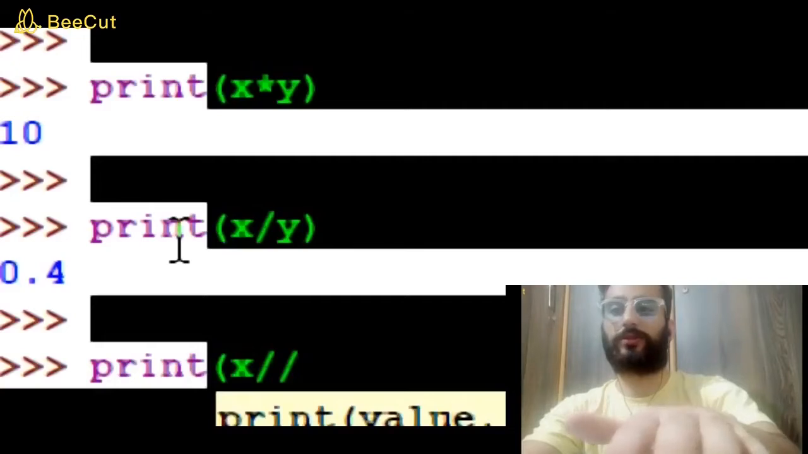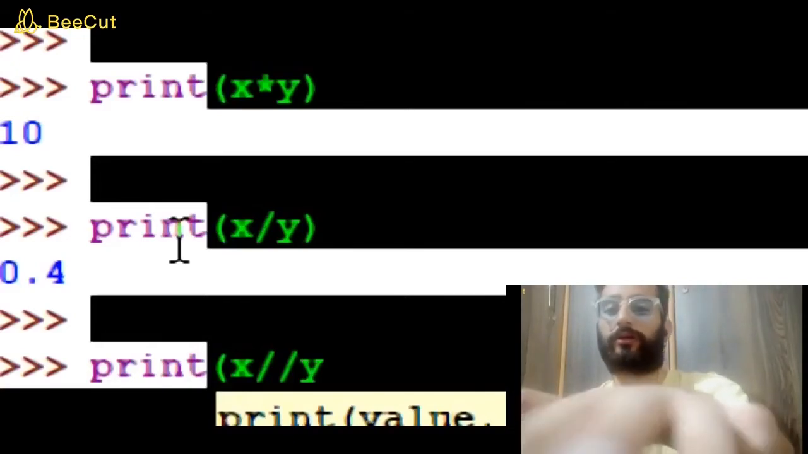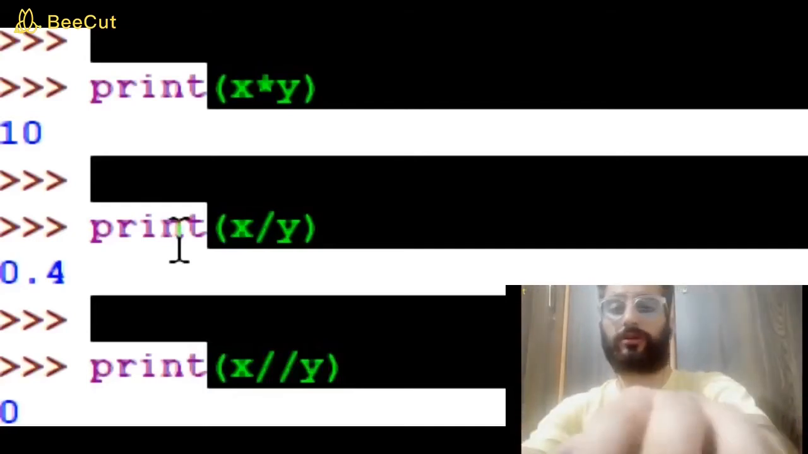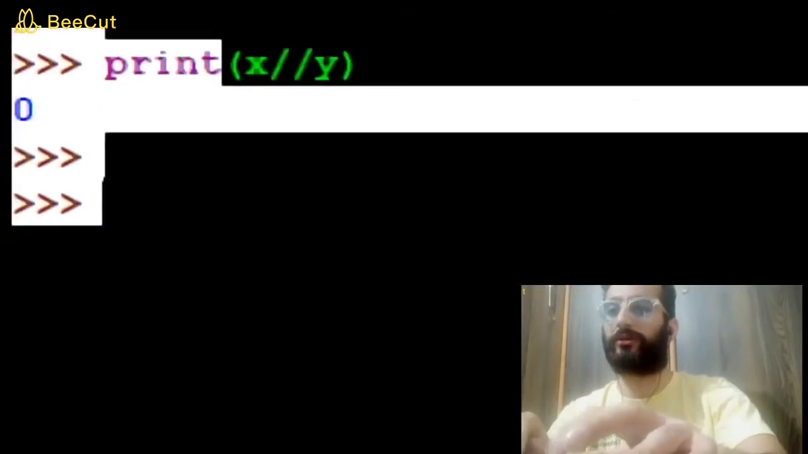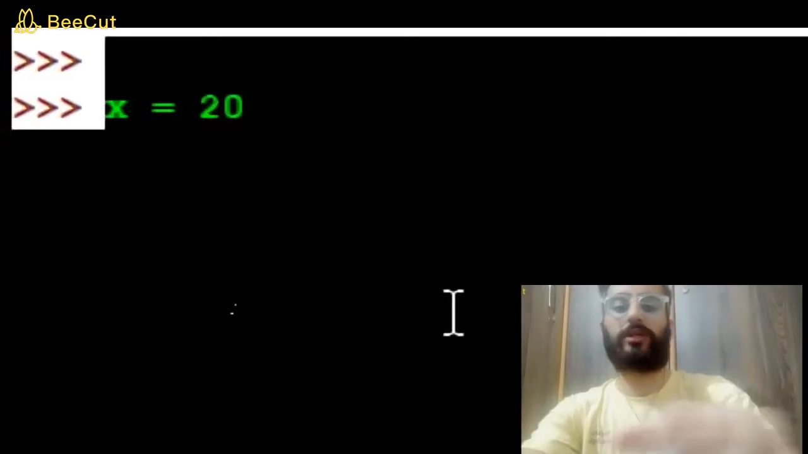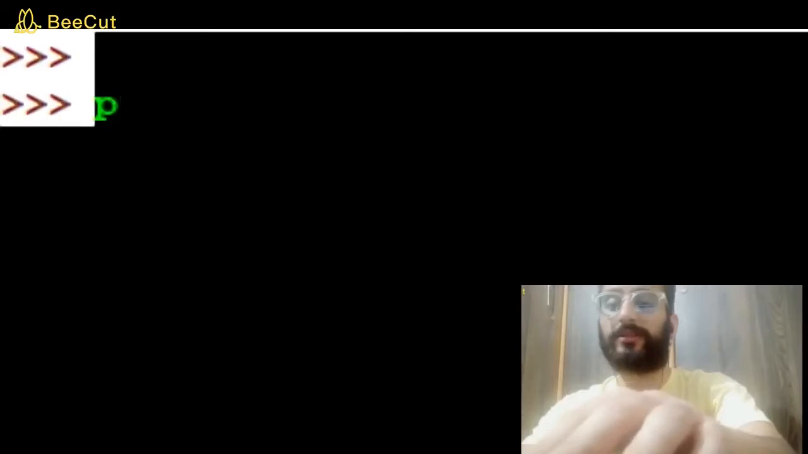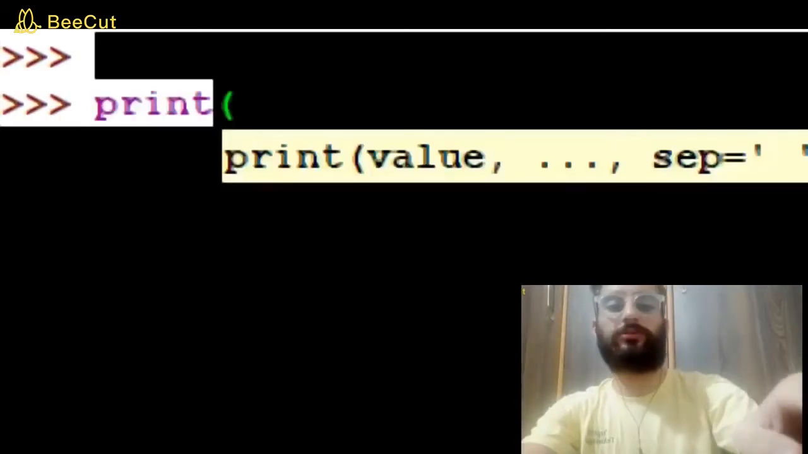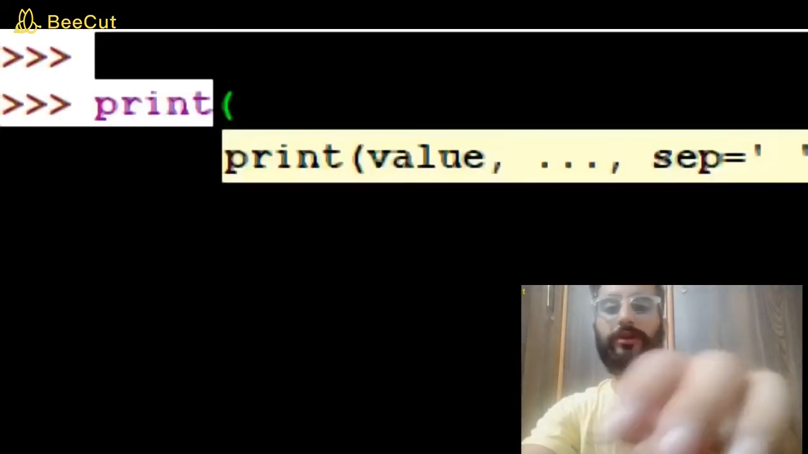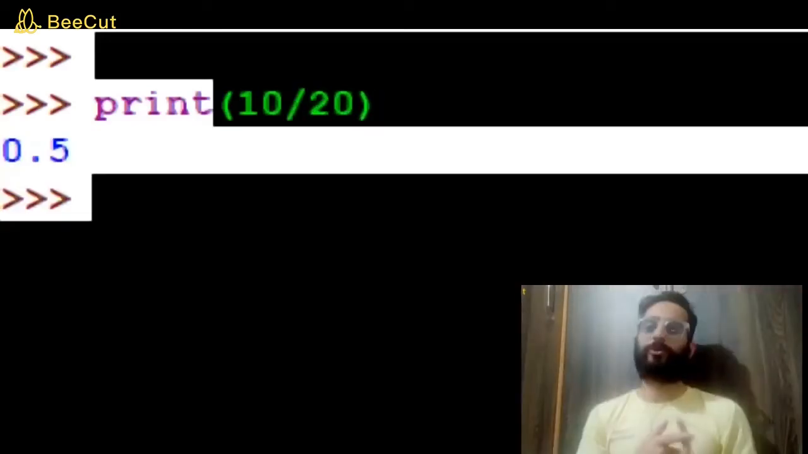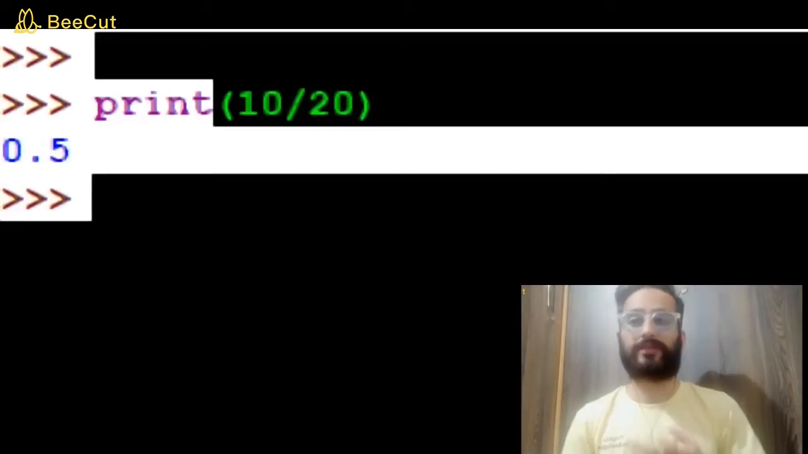x floor division by y. So here we got 0. I'll give another example. Suppose x is equal to 20 and y is equal to 10, right? So if we do the normal division, say print y divided by x. Not floor division, we have to do normal division. We got 0.5 here, which means that normal division gives us the fractional value as well.